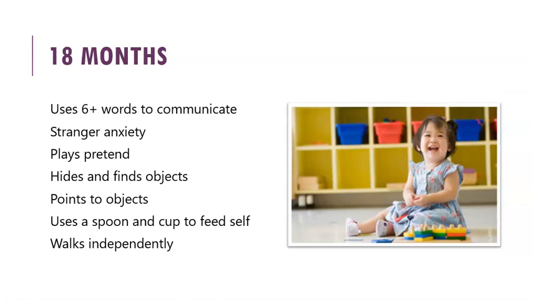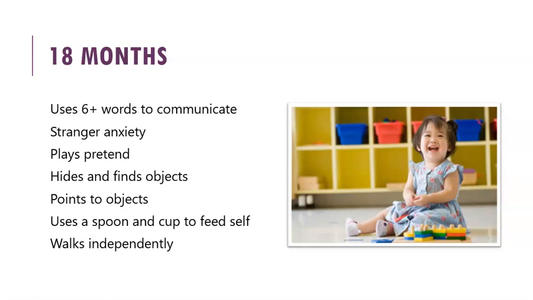By the time a child is 18 months old, they should be using 6 or more words to communicate, and they may communicate using 2-word phrases like I eat or I play. This is the time when you may see stranger anxiety appear, so they may be reluctant to go to people who aren't their parents or who aren't their grandparents or people that they don't really know very well.